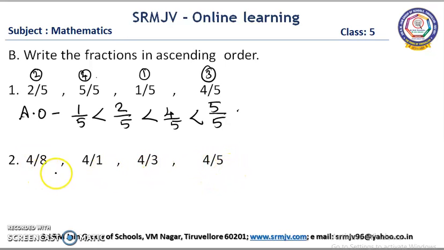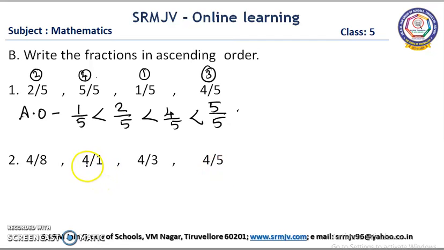Okay, the next fractions, 4 by 8, 4 by 1, 4 by 3 and 4 by 5. These fractions are having different denominators. So these fractions are unlike fractions. They are having the same numerator. If the numerators are same, we have to compare the denominators. The fraction with smaller denominator is greater. So now we have to compare the denominators 8, 1, 3 and 5.